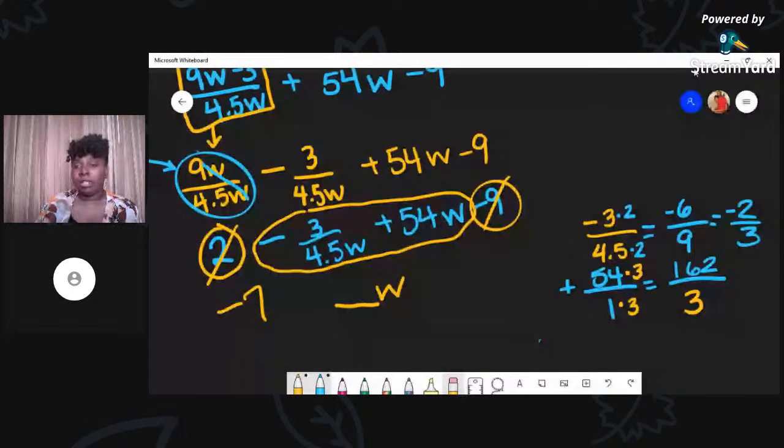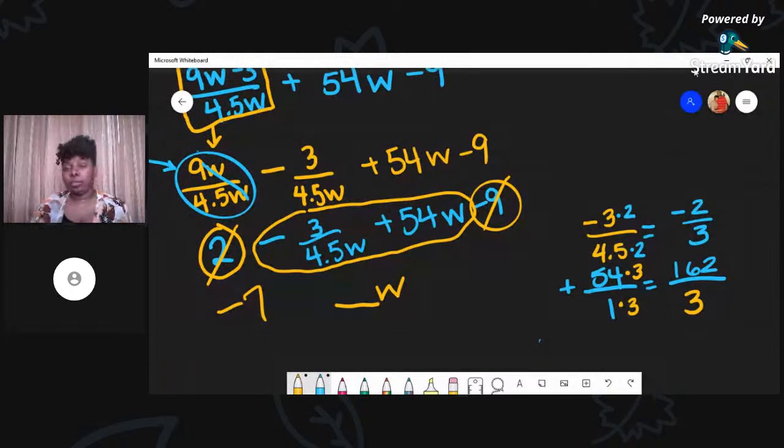Let me get rid of all this other stuff and move this over here. So we have -2/3 plus 162/3. So we're going to have something thirds at the end. -2 plus 162 would be 160. Good. So I have 160 thirds. That is so ugly.